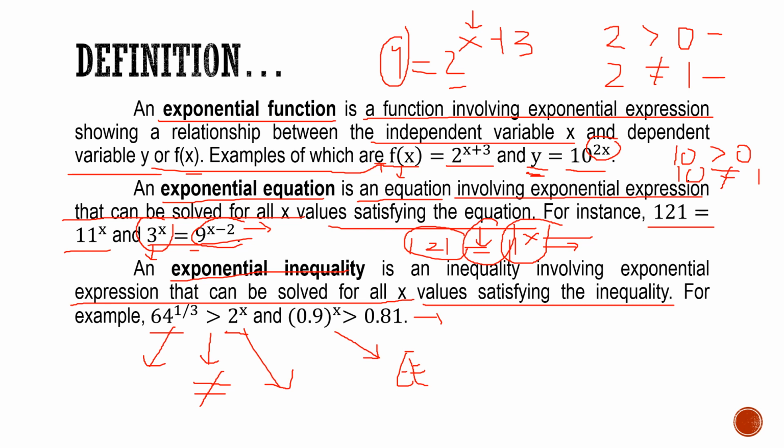So regardless if that is a decimal or a whole number with an exponent of fraction, as long as there is an exponential expression there and there's a symbol between the left side and right side of this given, then we can conclude that this can be an exponential equation or inequality. It depends on the symbols or signs between your left side and your right side. So that's how we determine if the given is an exponential function, exponential equation, or exponential inequality.